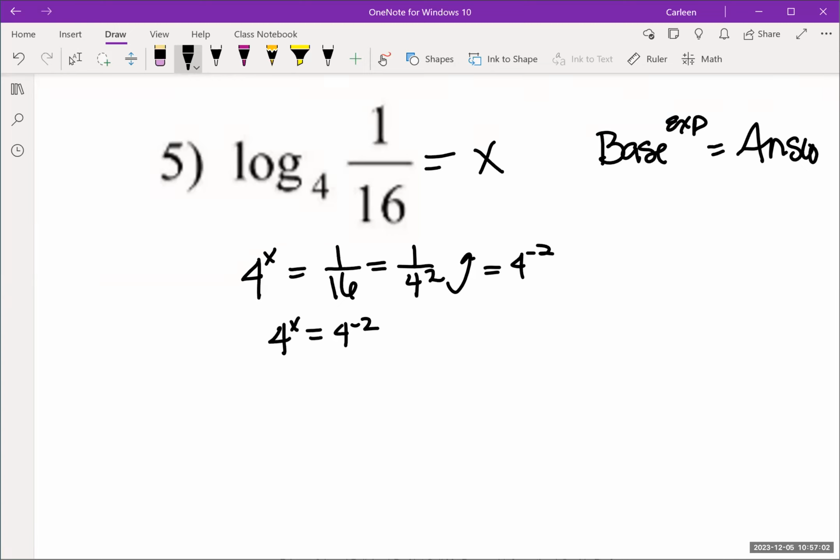Okay, if the bases are the same, then the exponents are the same. X equals negative 2.